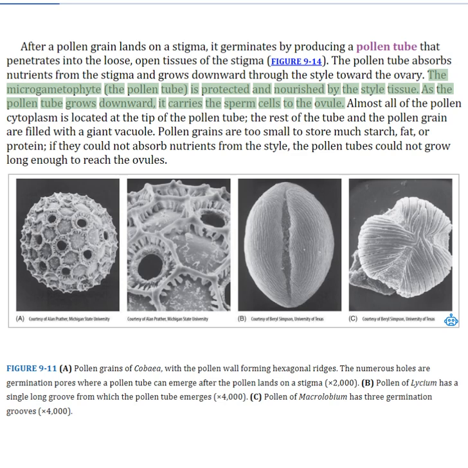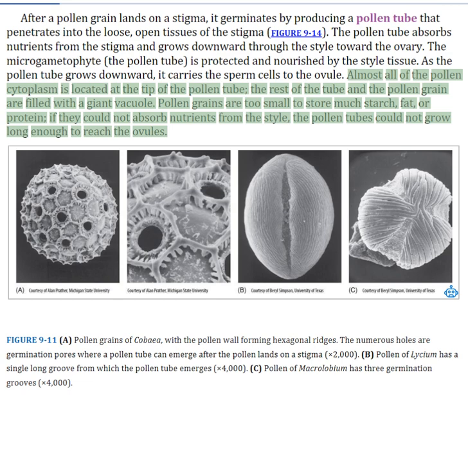As the pollen tube grows downward, it carries the sperm cells to the ovule. Almost all of the pollen cytoplasm is located at the tip of the pollen tube. The rest of the tube and the pollen grain are filled with a giant vacuole.